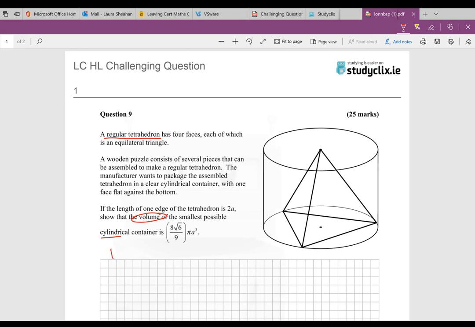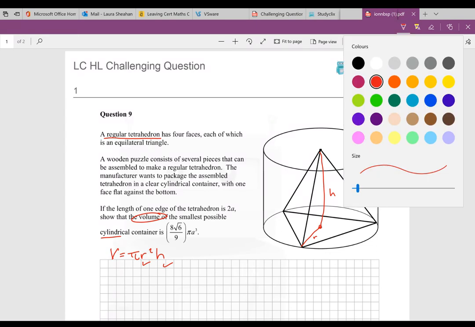Okay, so first of all, I'm looking for volume, and I'm looking for the volume of a cylinder. The volume of a cylinder is equal to π r squared h. So I'm looking for a number of things here: the radius and the height. Once I have those two things, I can start forming an equation for volume.